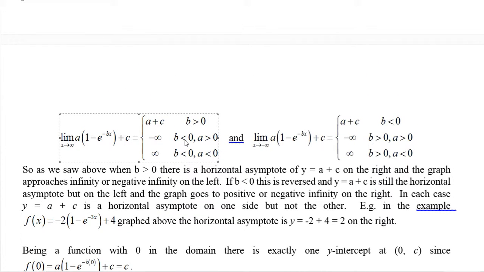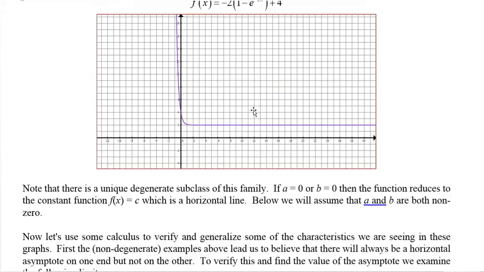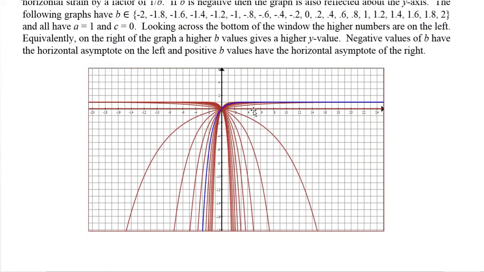On the other hand, if b is less than 0 and a is positive, again, b is negative, so this is going to be e to the infinity. So this whole thing is going to infinity. The minus makes it go to minus infinity. Add 1, still going to minus infinity. But we're multiplying by positive a, so that whole thing's going to minus infinity. Add c, we're still going to minus infinity. So, in fact, the whole thing goes to minus infinity on the right side. And we did look at an example like that one. These examples right here go to minus infinity on the right side.